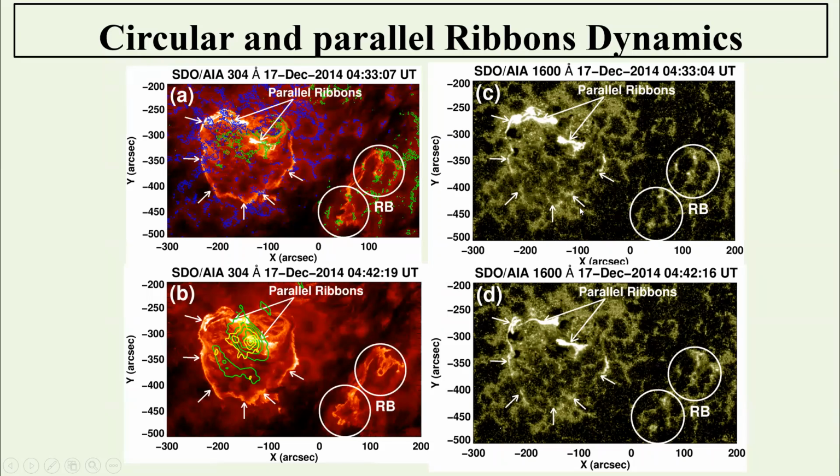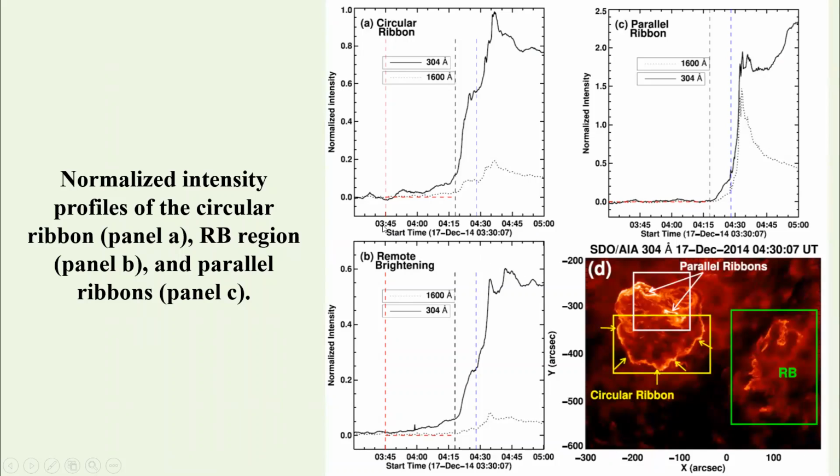In the next case, we can see the intensity profile of the circular ribbon, the parallel ribbon, and the remote region. They are the three boxes. If you compare their intensity profiles, we can see the intensity of the circular ribbon starts to increase first, and the parallel ribbon starts later on, at about 450. You can see that the curve is slightly enhanced later on. And the remote region also starts to build up at 345.